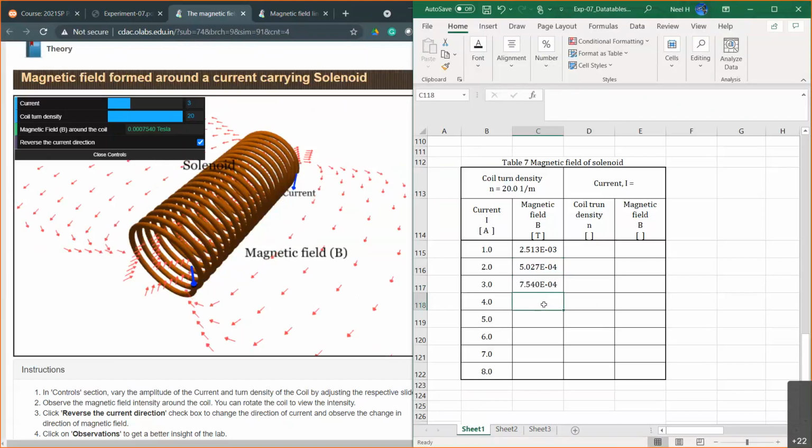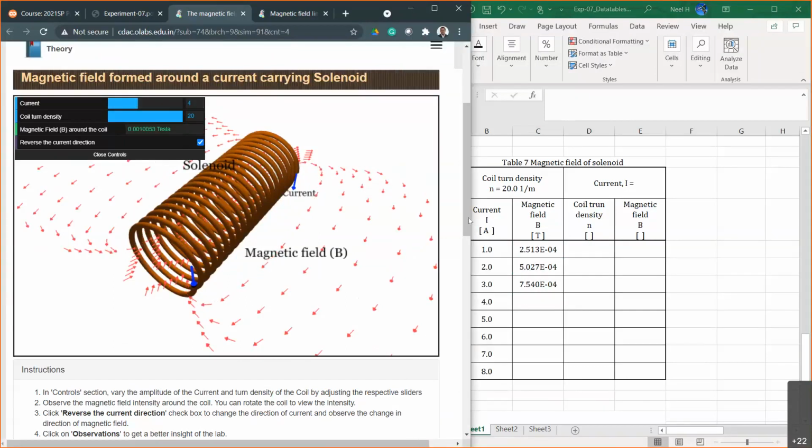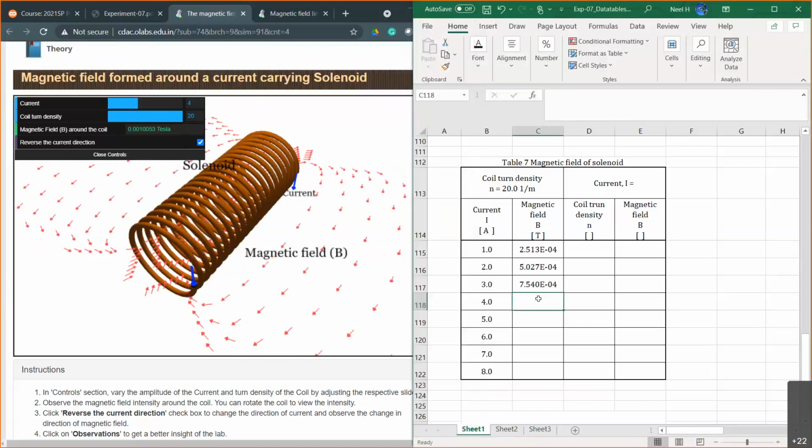For the current, the first one I should have one more zero. Yeah, there. I was about to say that. So this should continuously increase. Okay. All right, then that's it actually. What you have to do is just increase the current 1 amp at a time.